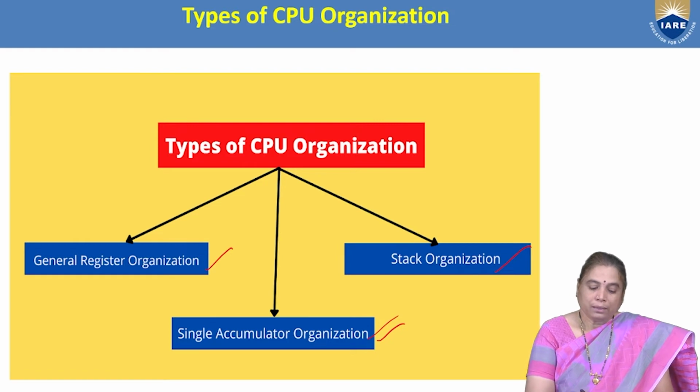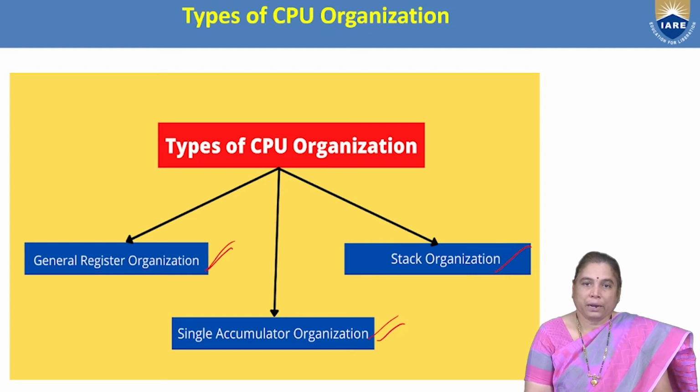So in the general register organization, the major components used to store the operands are the CPU registers. In the single accumulator organization, one operand can be stored by using the accumulator. In the stack organization, the stack data structure can be used to store the operands. These are the three types of CPU organizations.